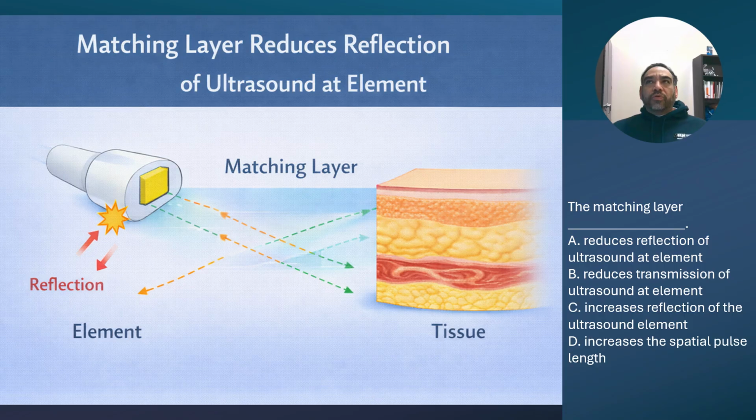So if you think of the crystal, the matching layer, the gel, and the tissue in that order, each step reduces the impedance mismatch. So more energy moves forward instead of bouncing backwards. If you didn't have a matching layer, you would have terrible efficiency.